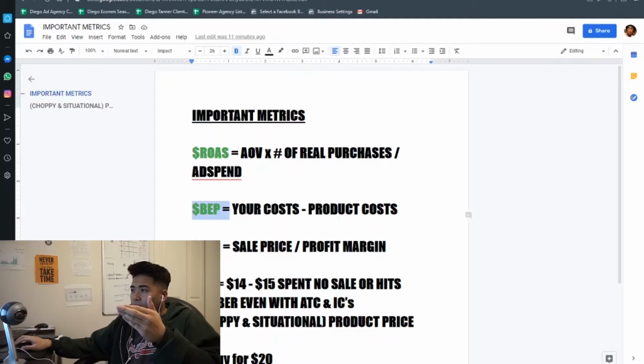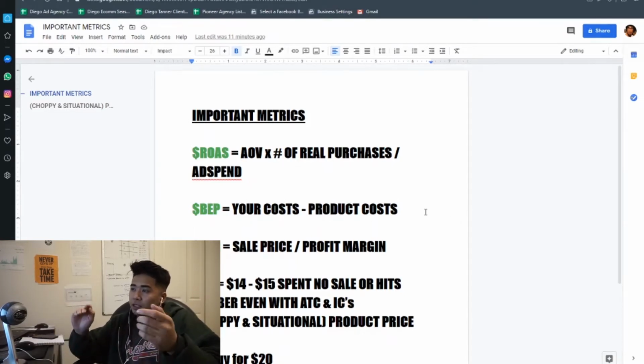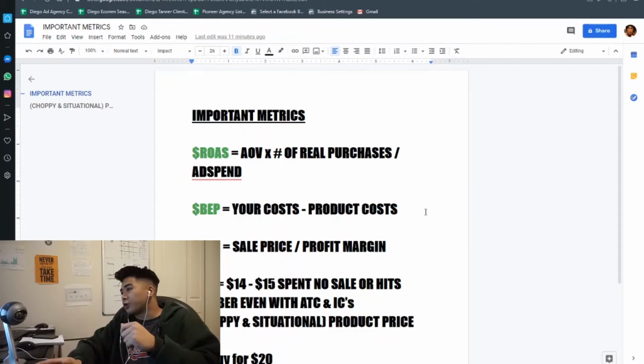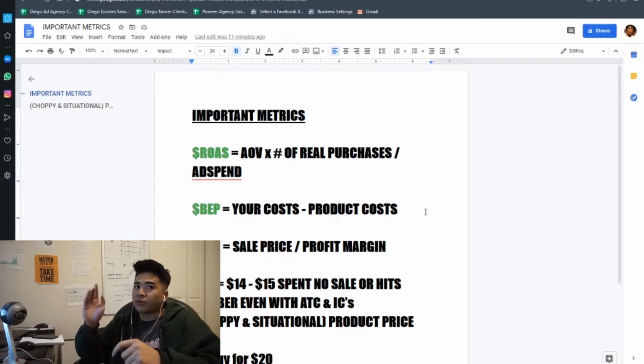It's important. But mostly when you're first starting out, you should know your break-even point, which is your cost minus your product cost. With the break-even point, you should aspire to have your cost per purchase below your break-even point, because that's essentially how you're going to make your money.